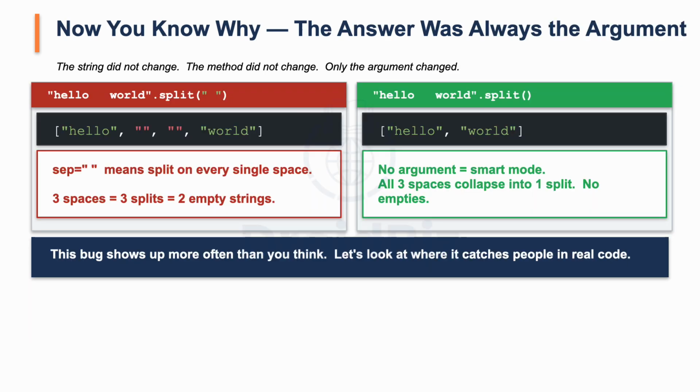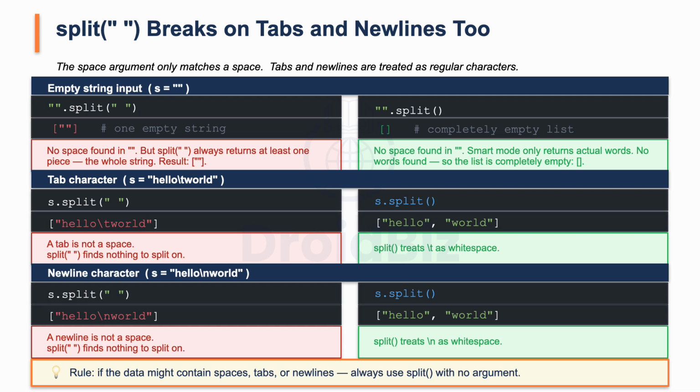Now it all makes sense. Split with a space, 3 spaces, 3 divisions, 2 empty strings. Split with no argument, 3 spaces collapse into 1, no empties. Only the argument changed. That is it. This bug shows up more often than you think. Let us look at where it catches people in real code. Let us look at 3 cases.